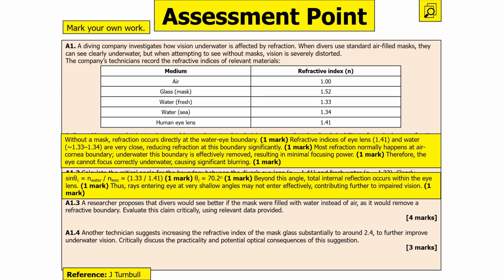We know that sine of the critical angle is n water over n lens, so the angle is going to be 70.2 degrees. Beyond this angle, total internal reflection occurs within the eye lens. So rays entering the eye at very shallow angles may not enter effectively, contributing to further impaired vision.